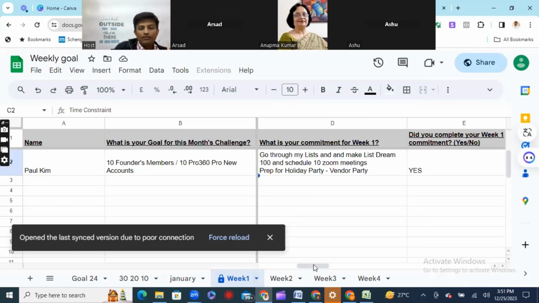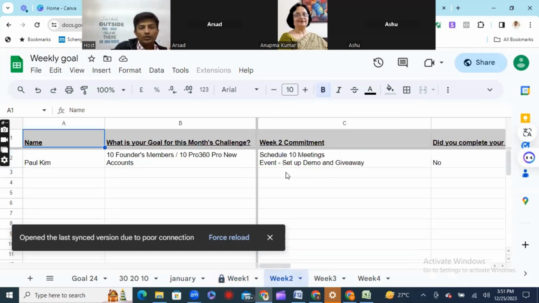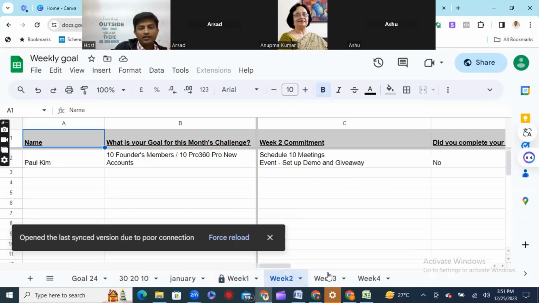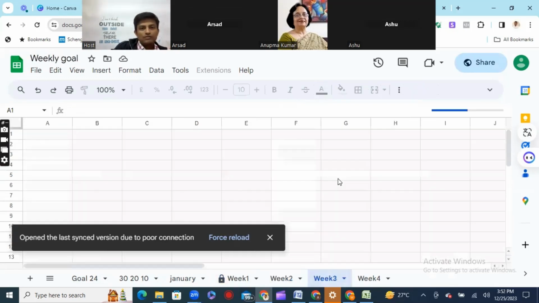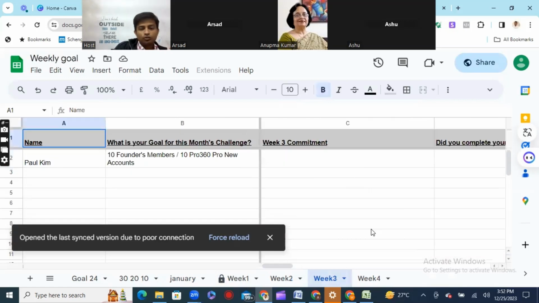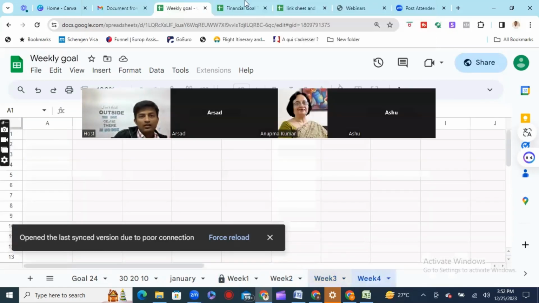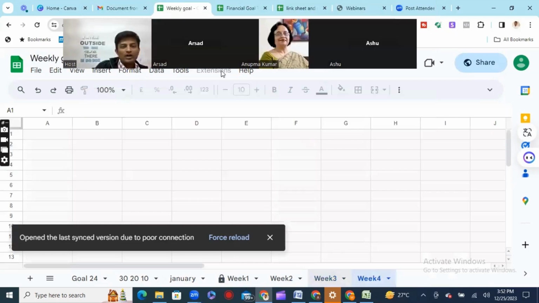Did you complete week 1? Like that, you have to track everything. Then go for week 2. Similarly, for example, I have to give this many demos. Week 3, you can again do the same thing. Week 4 is again the same thing. Okay, so this is once you are clear with your monthly goal.